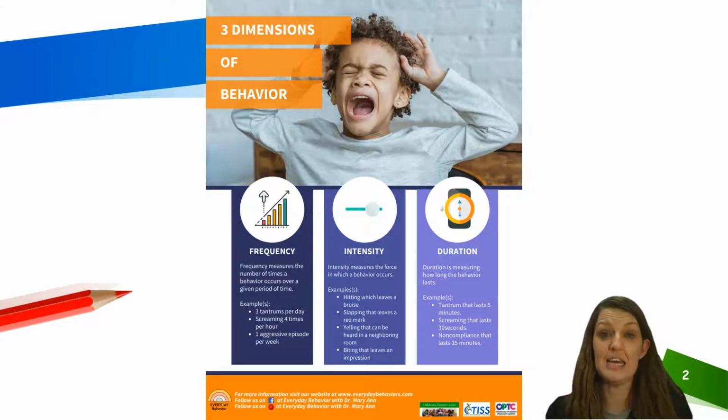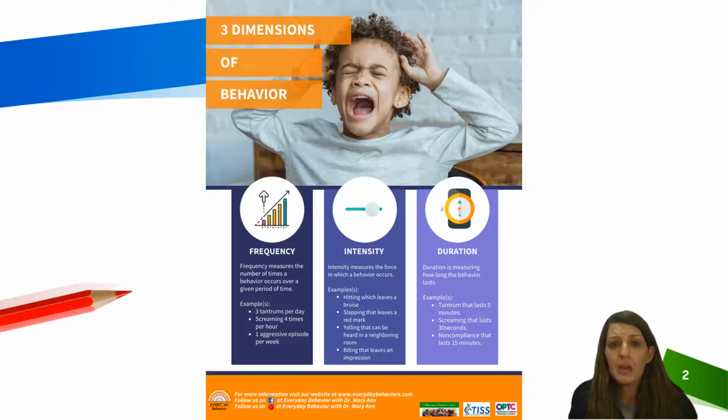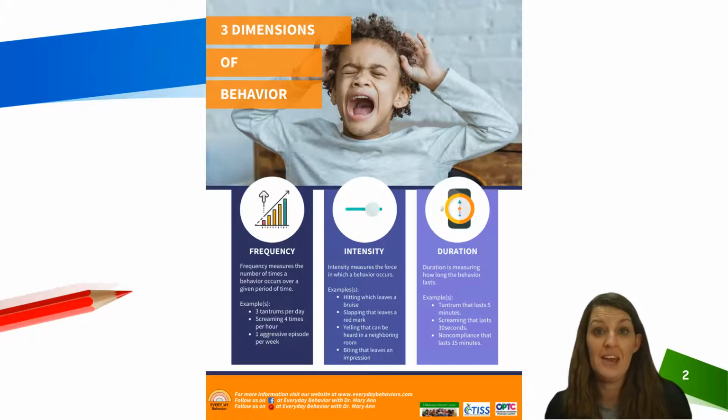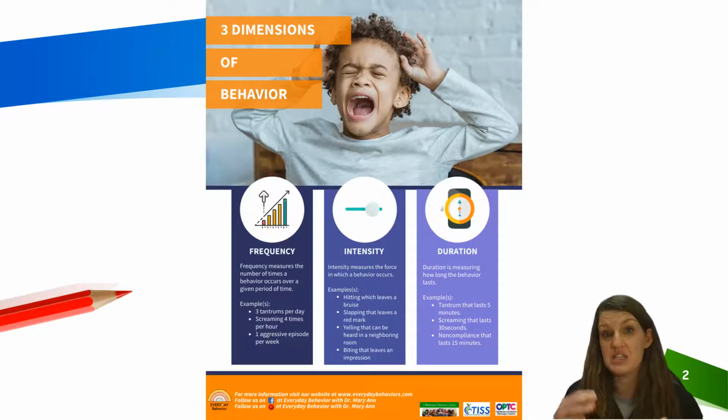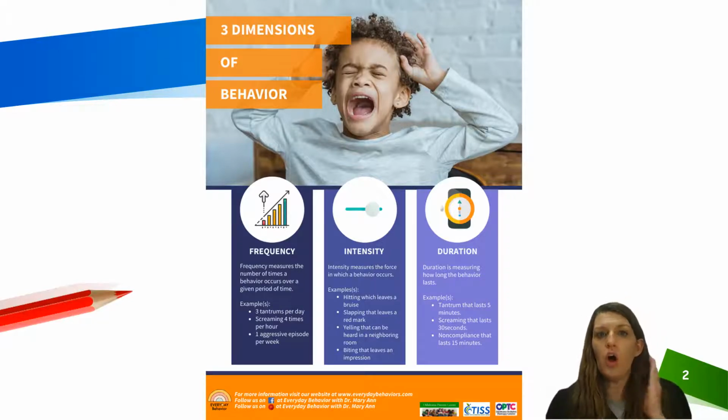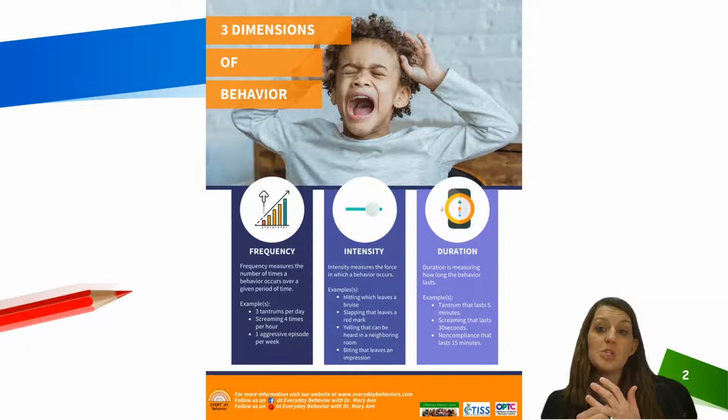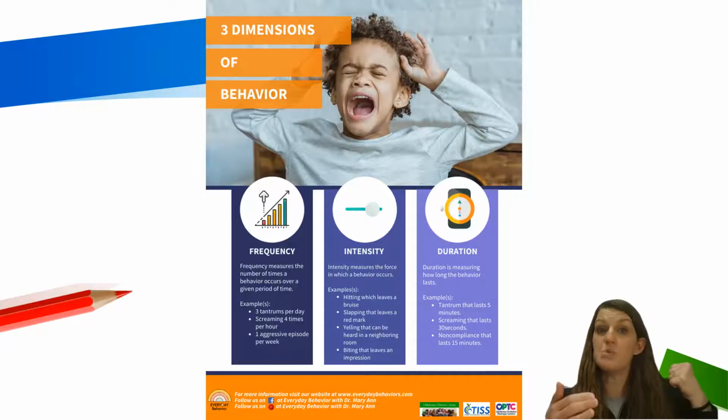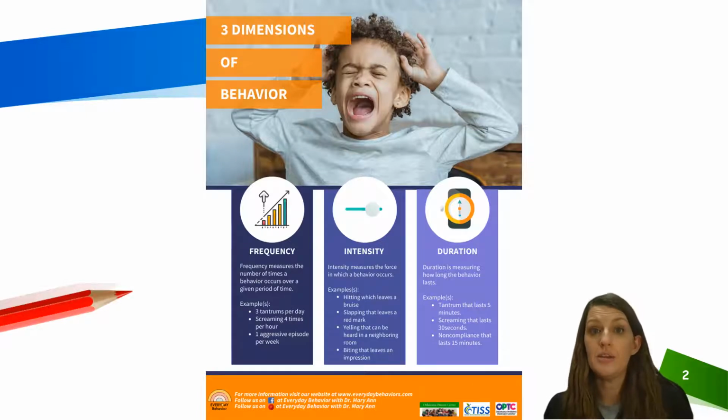The intensity is the force in which the behavior occurs. And so force or intensity is really hard to measure. So you may look at it on a scale of 1 to 10. How intense is this behavior? Is this a 10 or is this a 1? You may also look at, how hard is the hitting? So maybe sometimes a child just lightly hits, and sometimes maybe they punch or hit hard enough to cause a bruise. So, what's the force behind the swing, basically?